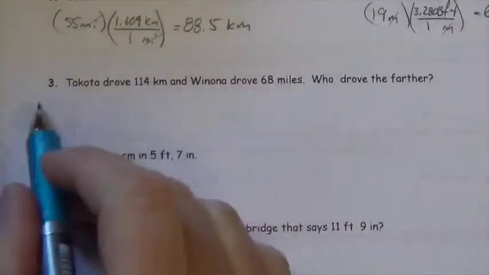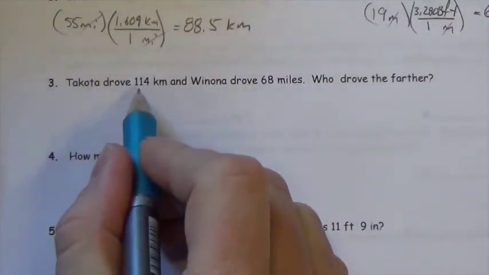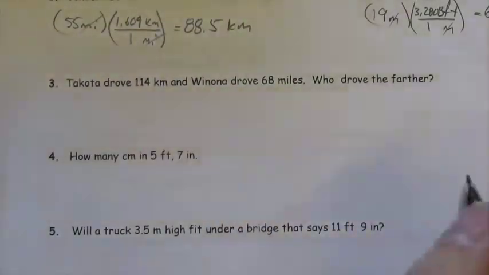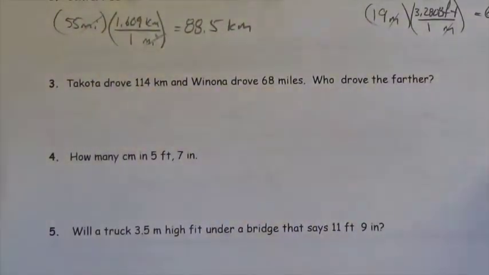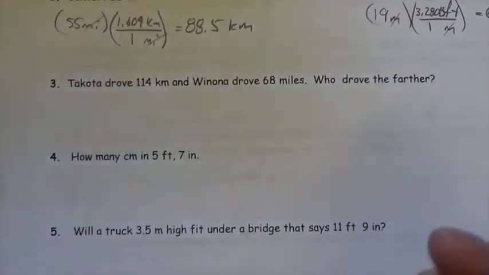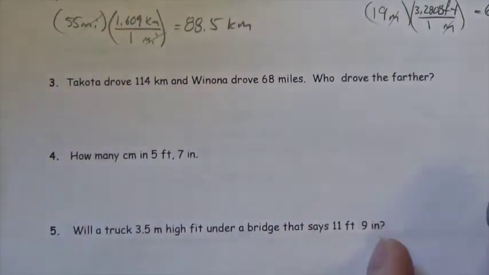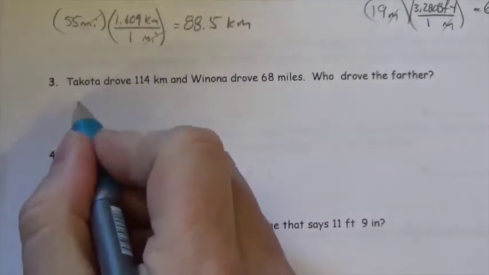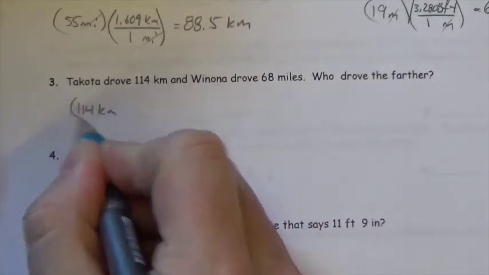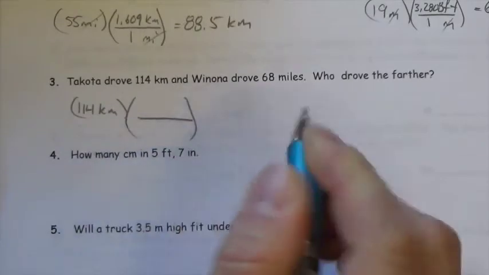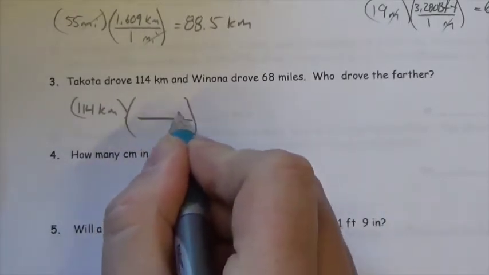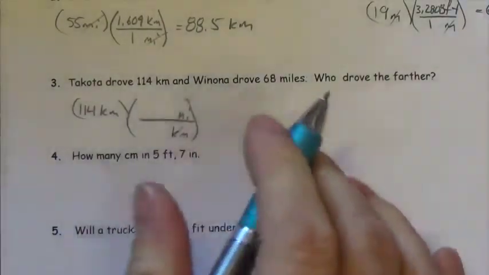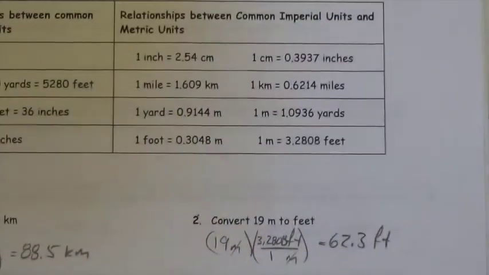In question number 3, we read that Dakota drove 114 kilometers while Winona drove 68 miles. Who drove further? All we have to do is convert one of these units into the other. In a previous question we converted miles to kilometers, so let's go kilometers to miles and convert Dakota's 114 kilometers into miles. Again, kilometers go in the denominator and miles in the numerator so the kilometers cancel.